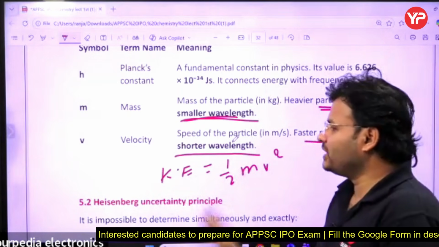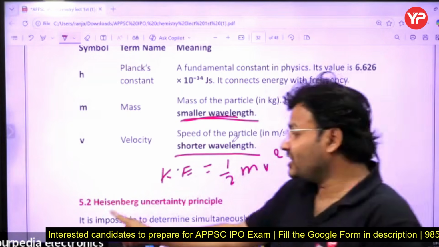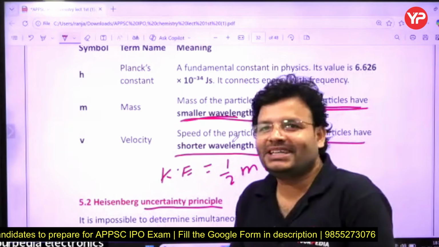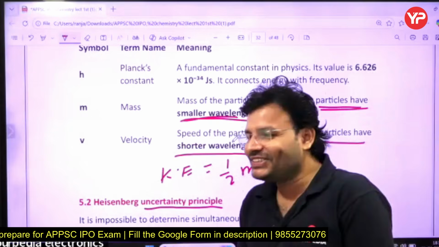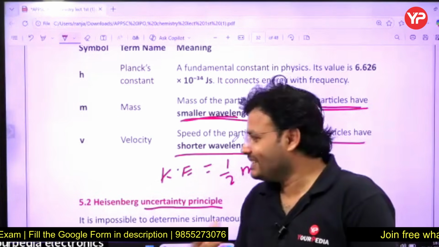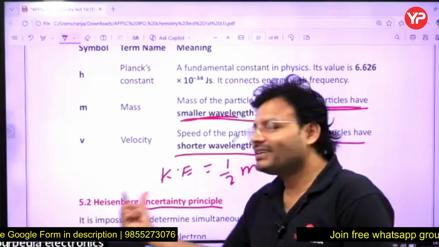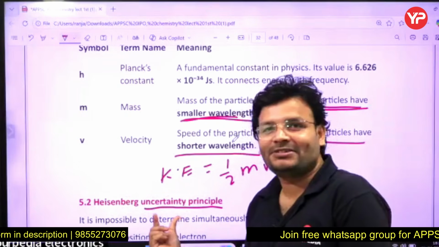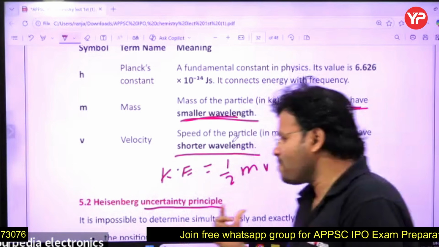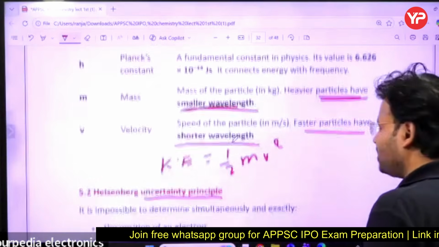Okay. Now come to the next concept, that is called Heisenberg uncertainty principle. Why uncertainty? Because they are not certain. What is not certain, sir? The position is not certain. That's why it is called Heisenberg uncertainty principle.